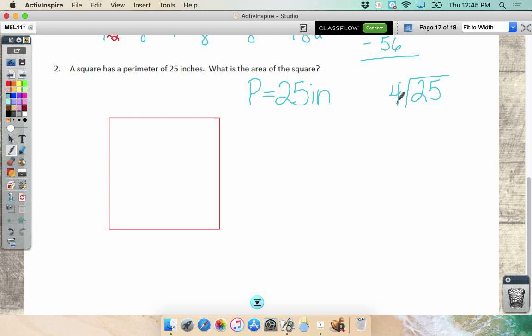So how many times does 4 go into 25? 6. And 6 times 4 is? 24. And 5 minus 4 is 1. So what do I have here? 6 and 1/4. And that's the length of each side.